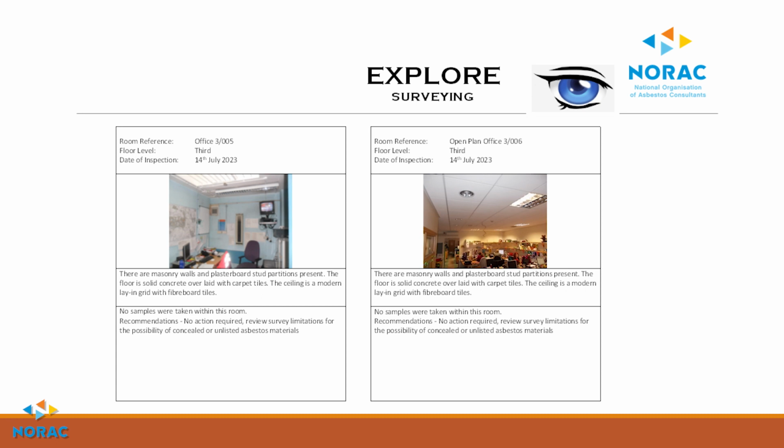So we're now onto the third floor. Again, these are two rooms fairly similar to all the others that we've been into. Again, we've looked at them, gone as far as we possibly can. We've still got that recommendation to go in for areas where it's possibly concealed or unlisted, so that people are aware of the limitations of that room.